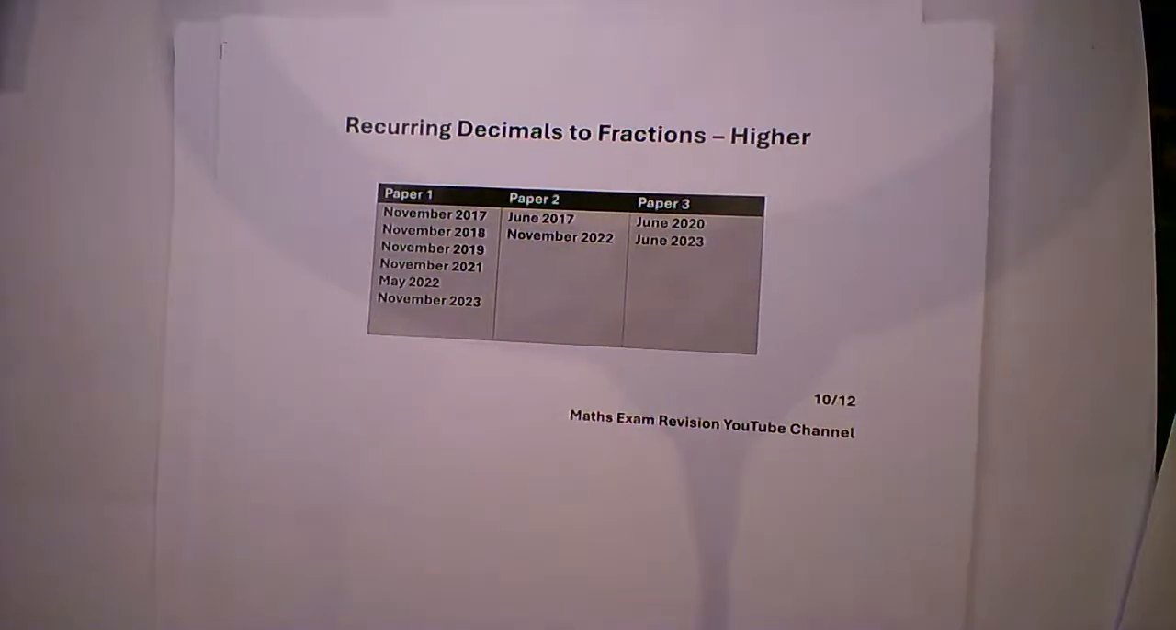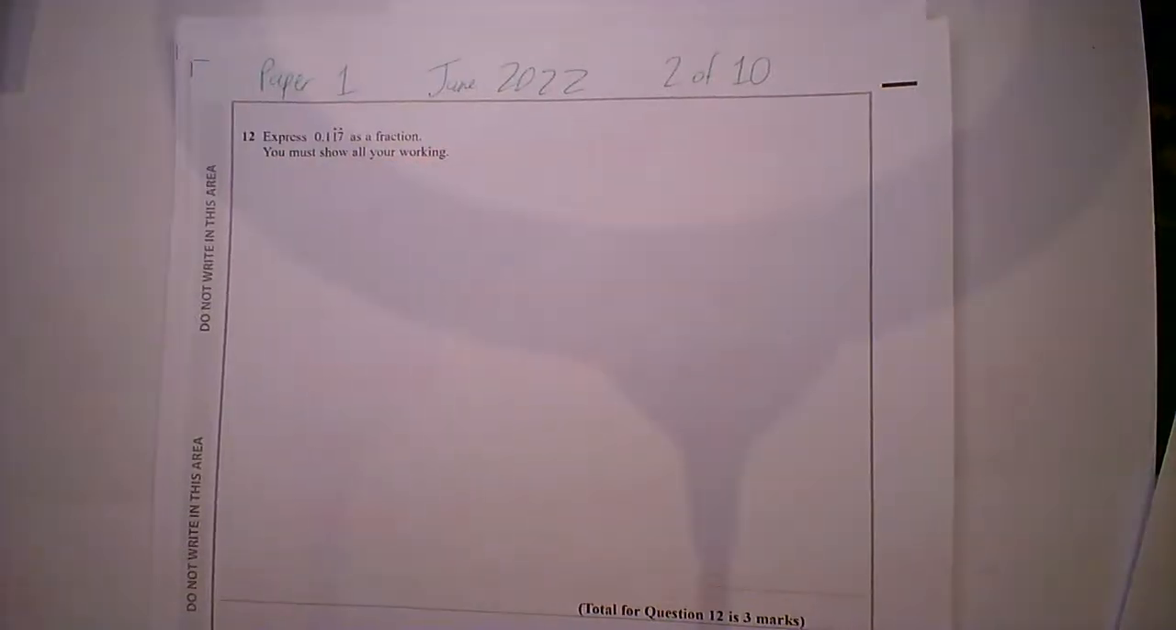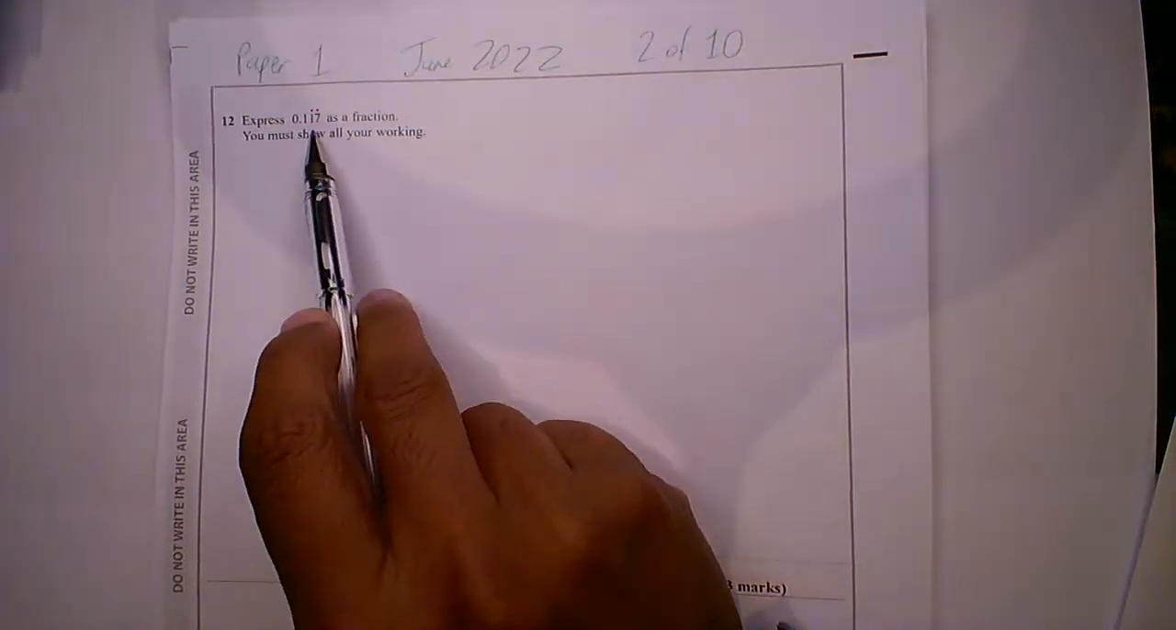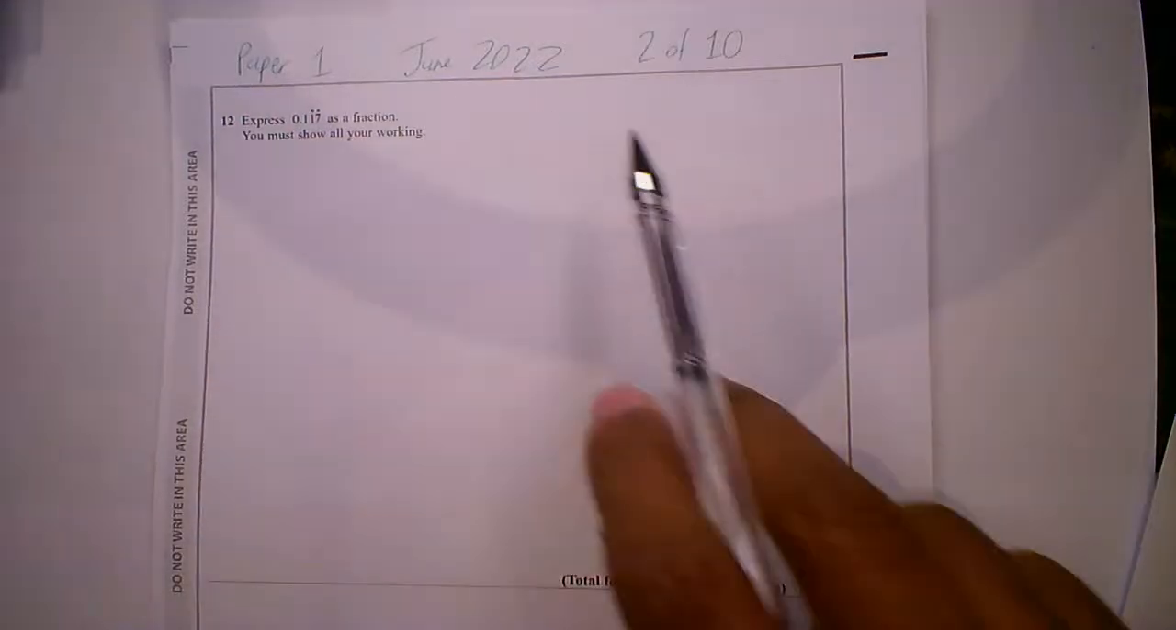Here's the next question. Let's go to the next question. Question number 2 of 10. Express 0.117 recurring as a fraction. You must show your working out. So this is worth 3 marks. Press pause, and when you're ready, press play, or if you're stuck, press play for the answer.